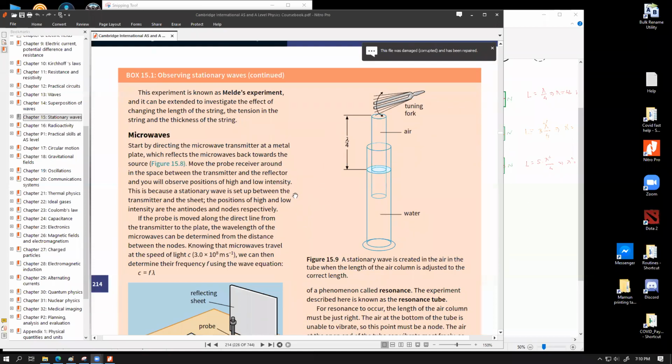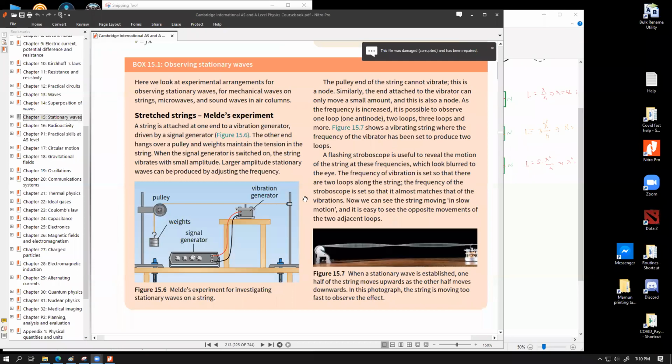Sir, the vibrator vibrates, but it's still considered a node, right? No. The vibrator cannot be placed at the node. The vibrator which is introducing vibration to the medium, in this case the string, cannot be placed at the node. It can be placed anywhere else.